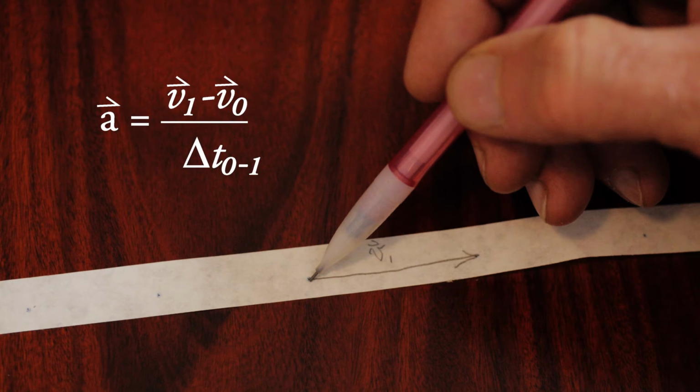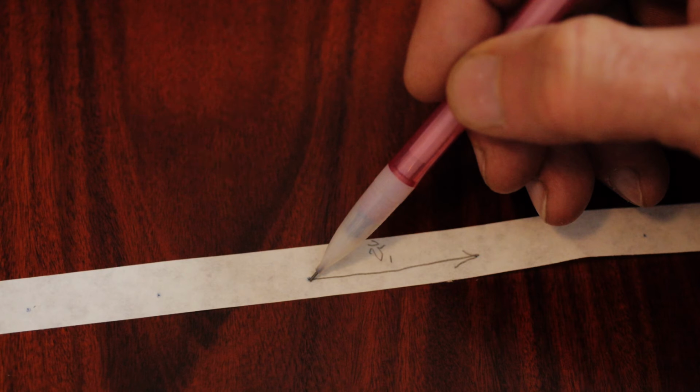Now that we have all our data, we will draw a scaled vector diagram to find delta v, and from delta v, we will calculate the acceleration of the falling weight. You should get good results in this experiment. So if your numbers come out wonky, figure out what went wrong and fix it.